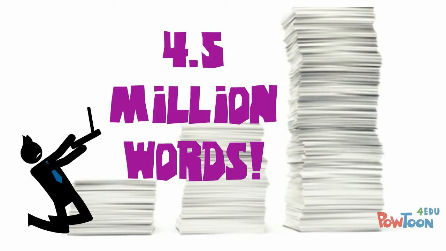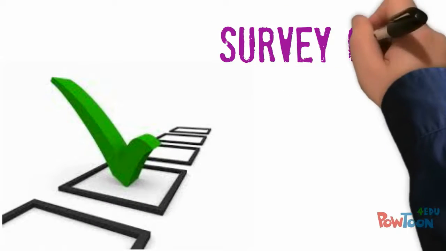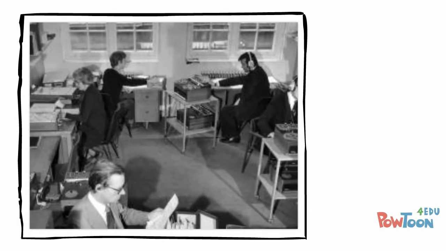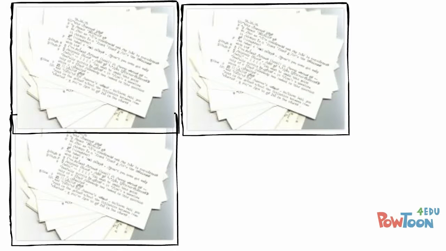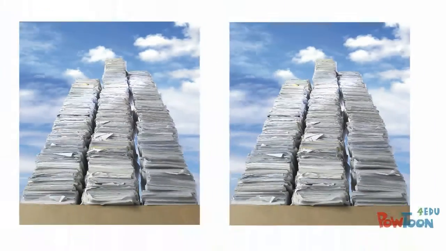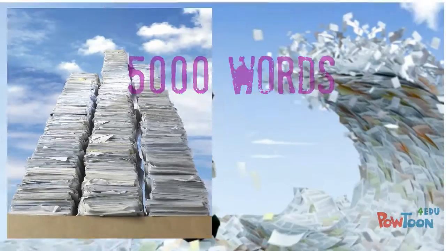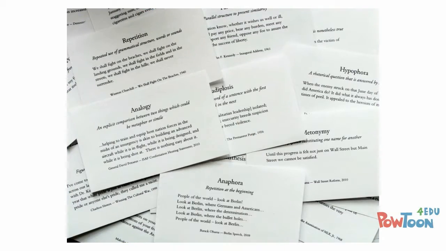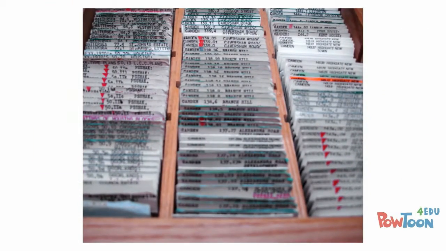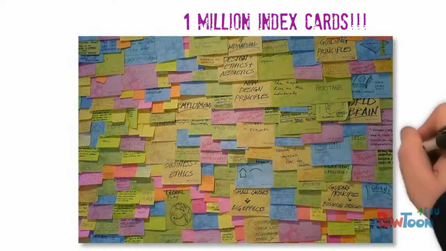4.5 million words. The Survey of English Usage was also a non-electronic corpus of spoken and written English, and it can be considered the basis of modern corpora. Randolph Quirk and his team started compiling it around 1953. It contained 200 texts, a fixed number, each containing the same amount of words, 5,000 words. It was organized in index cards, and each card contained a word surrounded by 17 lines of text. This amounted to 1 million index cards.